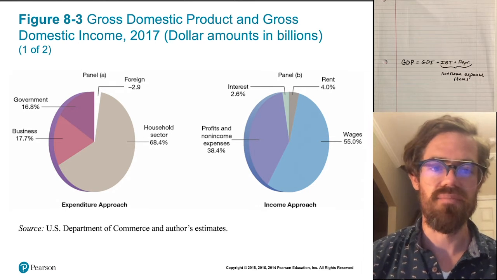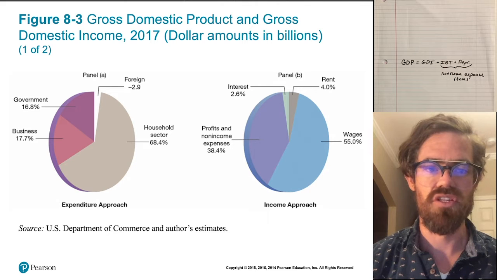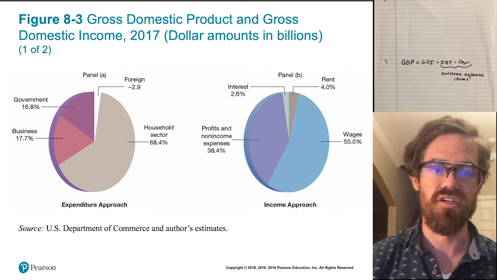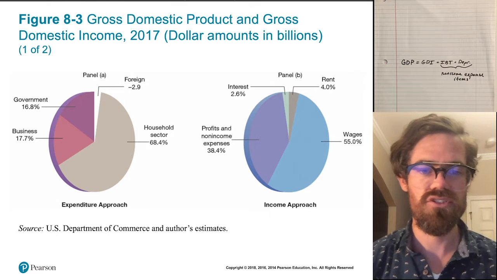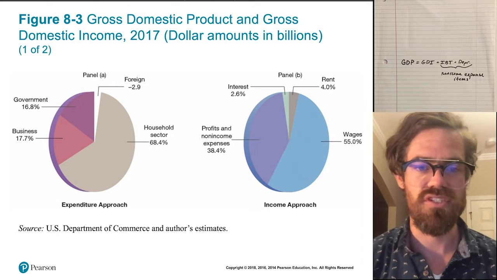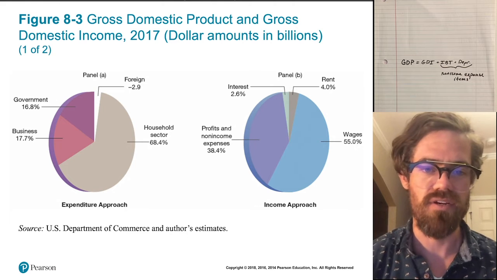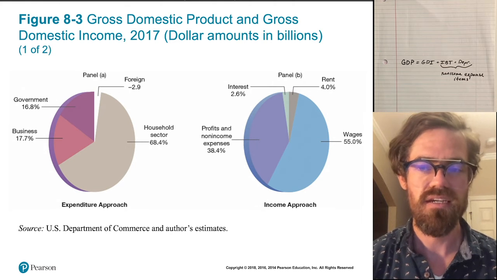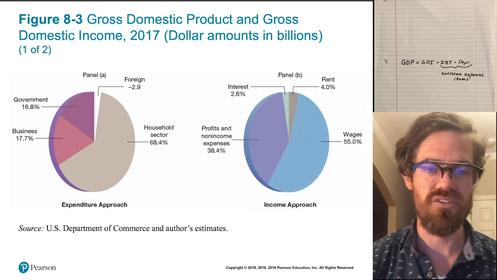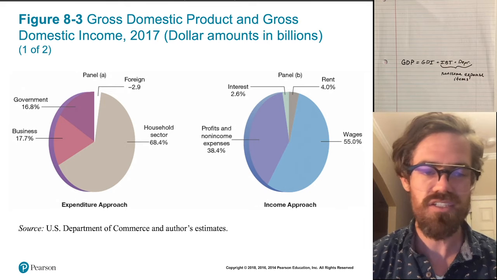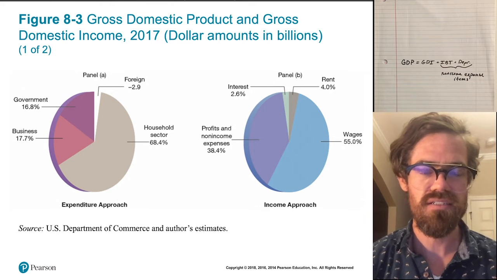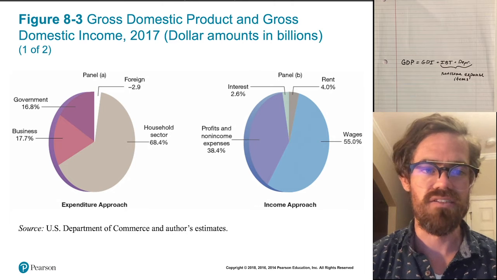All right, so let's look at a comparison between the expenditure approach and the income approach. We can see the different percentages here. Looking at the expenditure approach, consumption from the household sector is the biggest part of our economy, right? Almost 70% of GDP comes from consumption from households. The next biggest chunk is business investment at almost 18%. And then not far behind that is government expenditures at almost 17%.